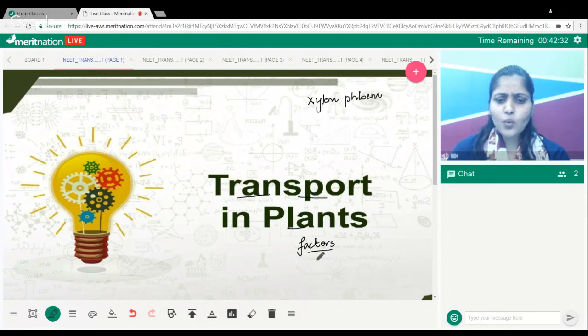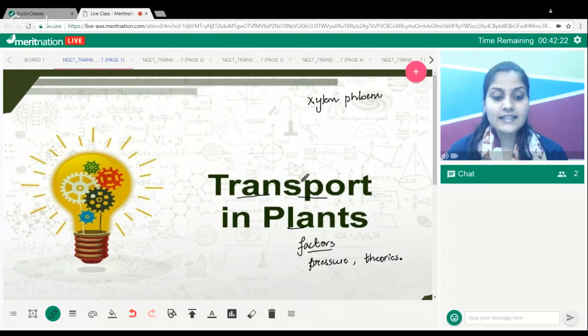What are the different types of pressures you have to read here? What are the different theories you have to consider? All these things you need to look at while studying transport in plants. This chapter is from class 11th NCERT, and you will get time to revisit your concepts.